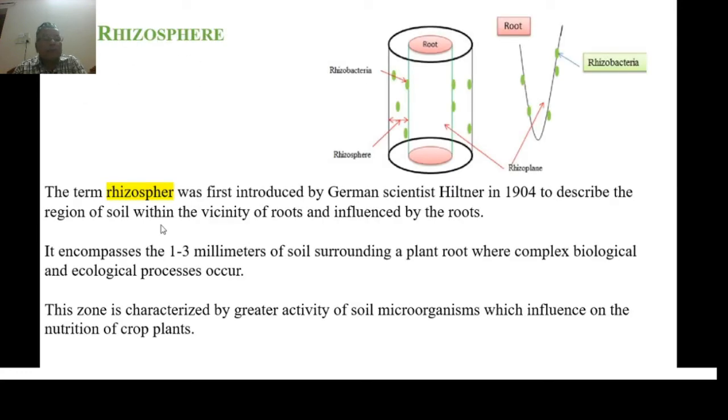The rhizosphere, this is important. This is very close to the root, a vicinity of 1 to 3 millimeters which is affected by the activity of the root, and here the microorganism activity is very high compared to the bulk soil. Two types of microorganisms are found in the rhizosphere. One is beneficial, another is pathogenic. The beneficial bacteria are known as plant growth promoting rhizobacteria, also known as PGPR.